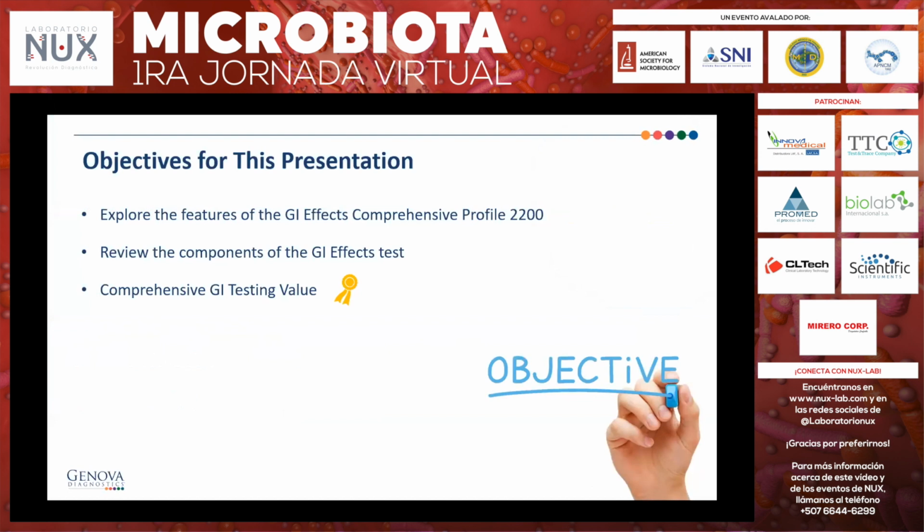So here we have the objectives for the presentation. We're going to go over the actual GI effects report. We're going to go over the various features and also talk about the GI testing value. So what sets Genova's stool profile apart from other companies?